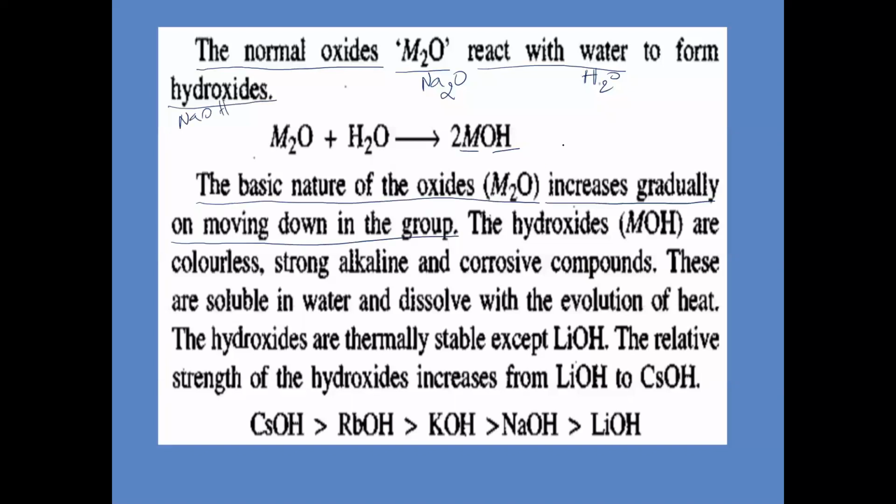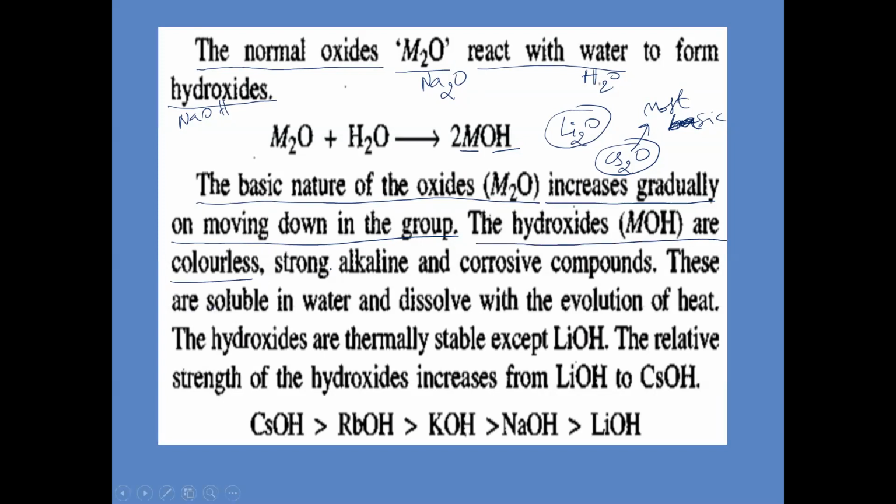On moving down the group means what here? Lithium oxide and cesium oxide. So which is most basic? Okay, more basic is cesium oxide. Among the monoxides, the normal oxides of alkali metals, which is more basic in nature, the cesium oxide is more basic in nature. So from lithium to cesium down the group, the basic nature of all the normal oxides will be increasing. Next, the hydroxide MOH, the hydroxides are colorless.